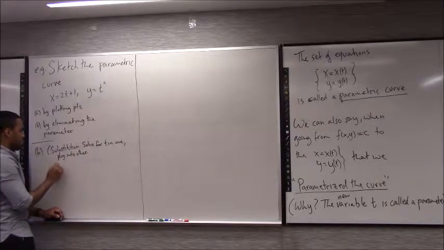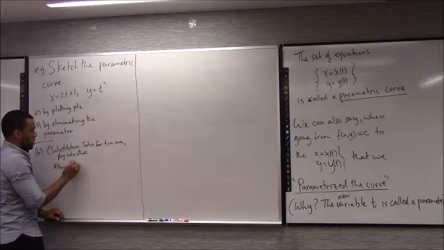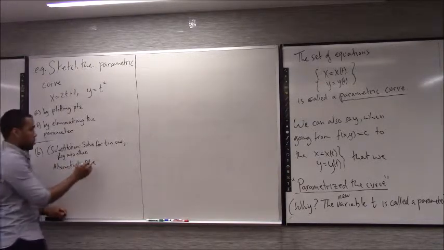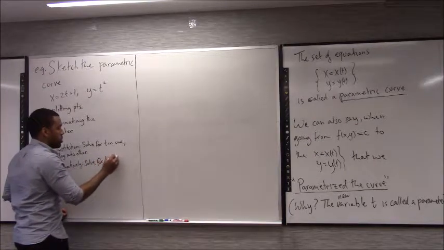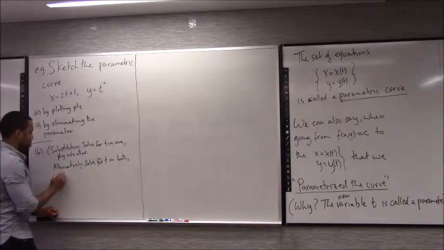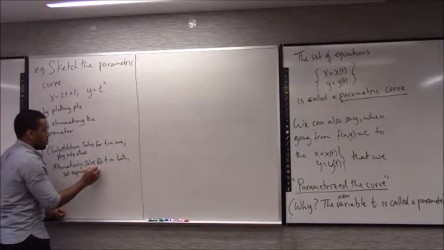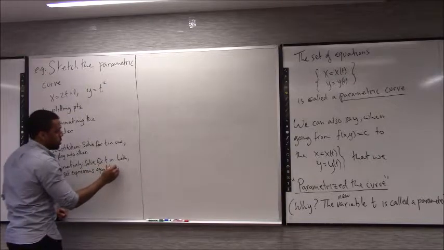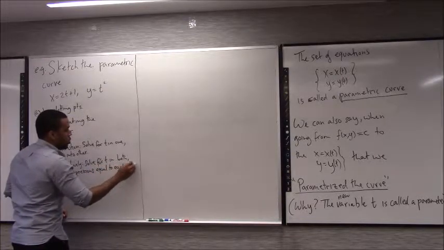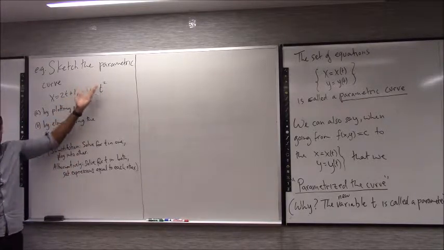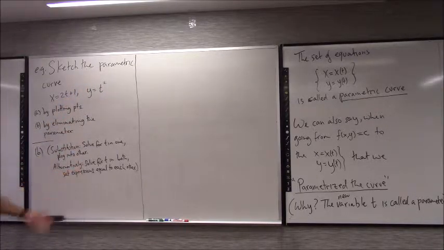Alternatively, you can solve for t in both and then set the expressions equal to each other. So what you would do depends on the situation. Like I said, here, one reason why I wouldn't want to solve for t in both is because here I have to deal with a plus or minus. So if it were t cubed, that would be a different story. I might have done the second method.